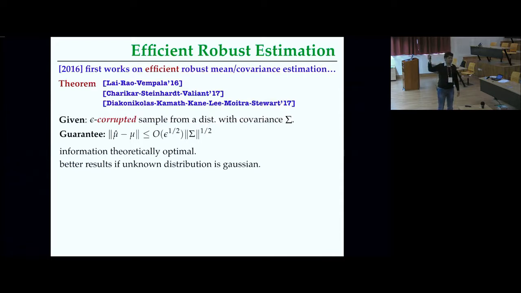If you make better assumptions, in fact, if you make the other extreme assumption where the distribution is a single Gaussian, it turns out you can better this result. This epsilon to the 1/2 can be replaced by just epsilon up to some log factors. But we don't need to care about these differences for the purpose of this talk. Okay?